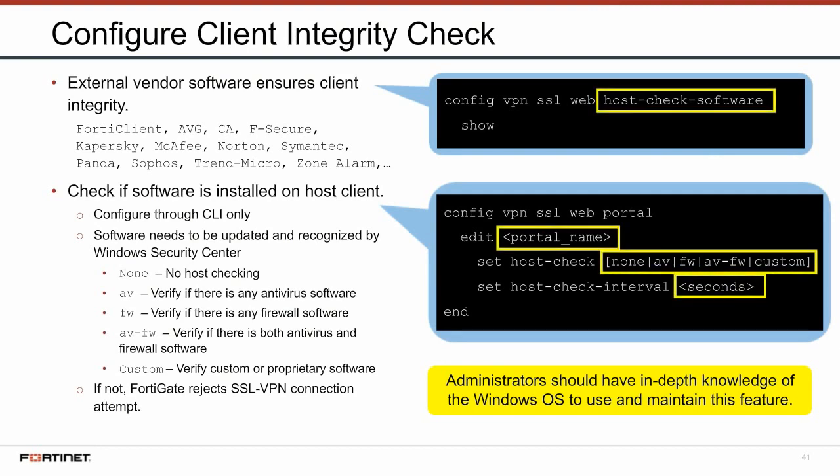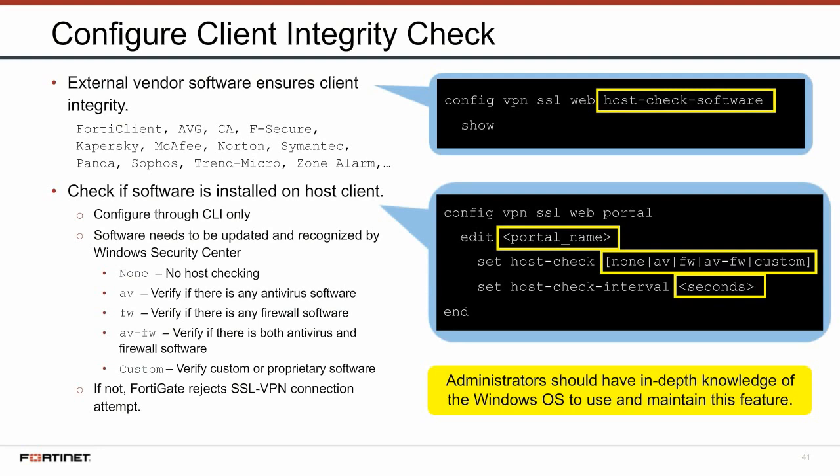The client integrity check is performed while the VPN is still establishing, just after user authentication is finished. If the required software is not running on the client's PC, the VPN connection attempt is rejected, even with valid user credentials. Client integrity is enabled per web portal and can be configured using CLI commands.